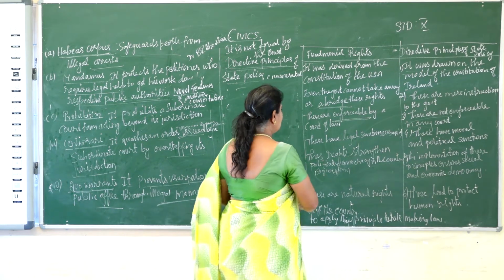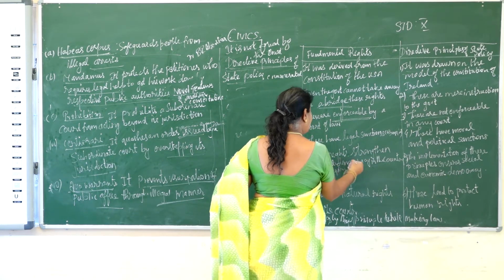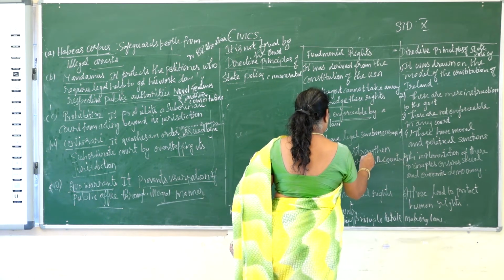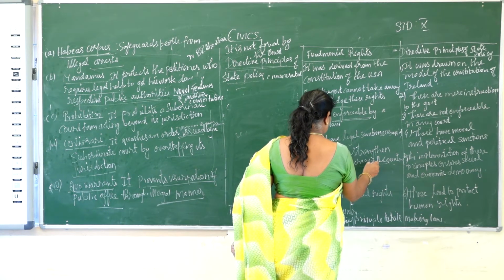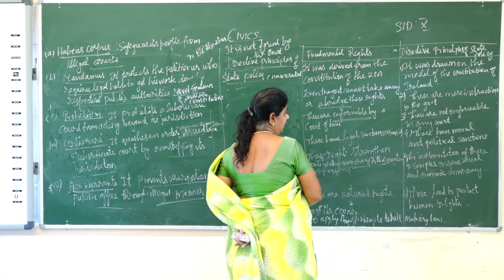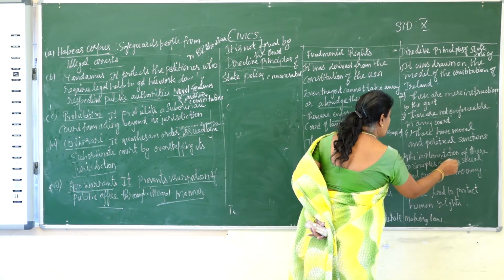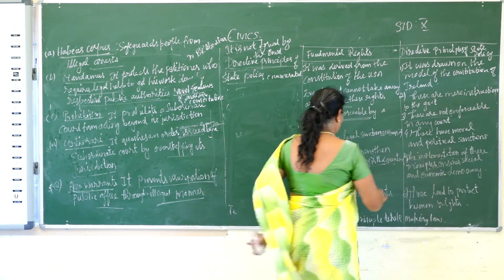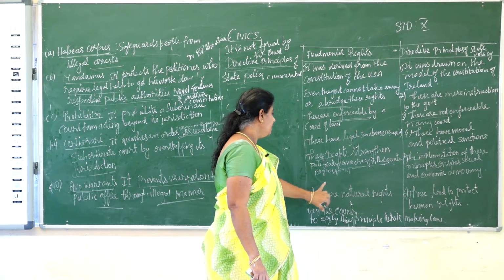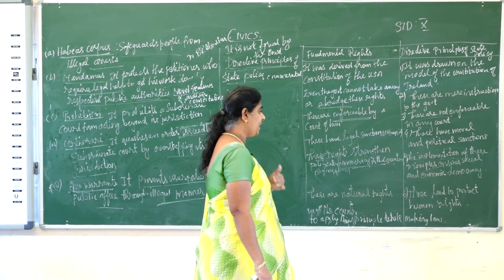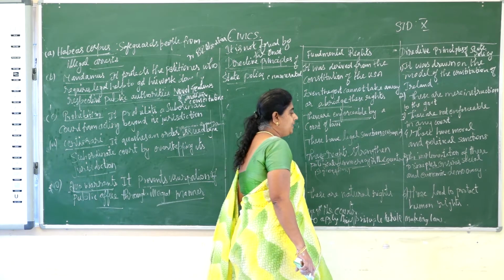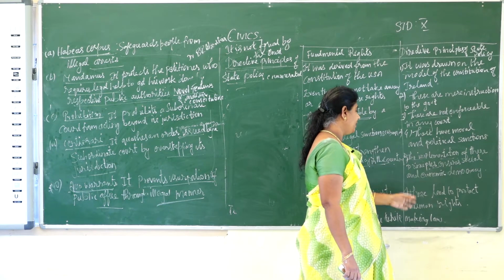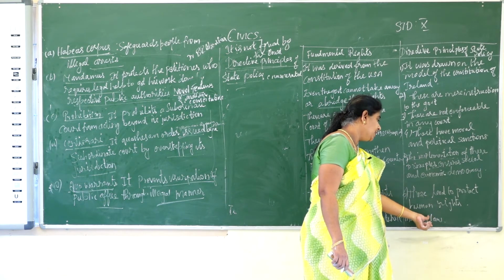And the fifth one is, fundamental rights strengthen the political democracy in the country. They strengthen political democracy, while the directive principles implement and strengthen social and economic democracy. That is the difference for the fifth point. And the sixth one, these are natural rights, and they lead to the protection of human rights. This is a law and a right to protect human rights.